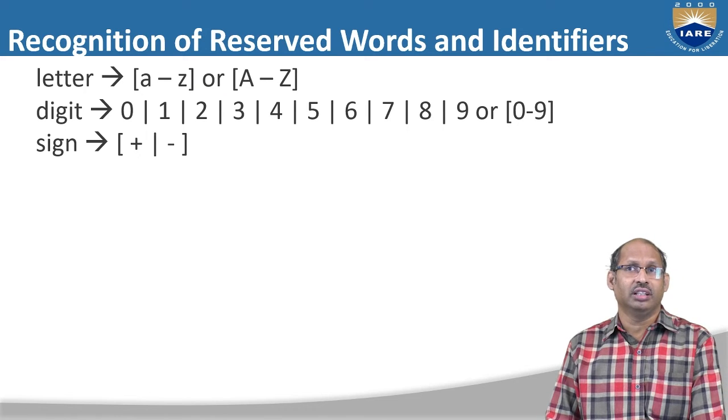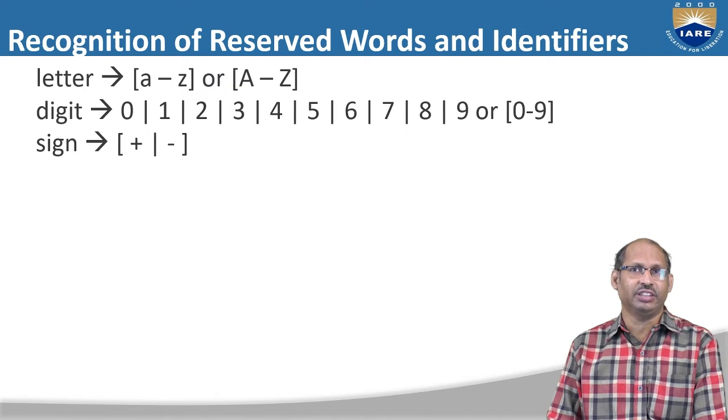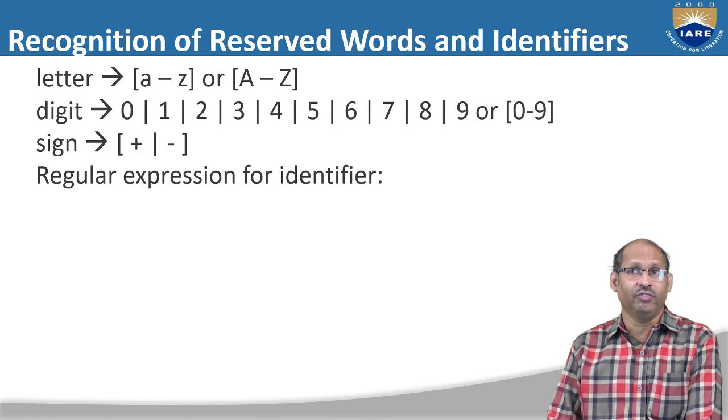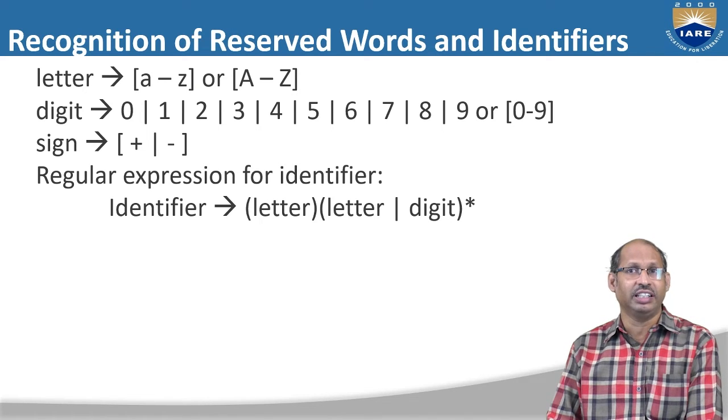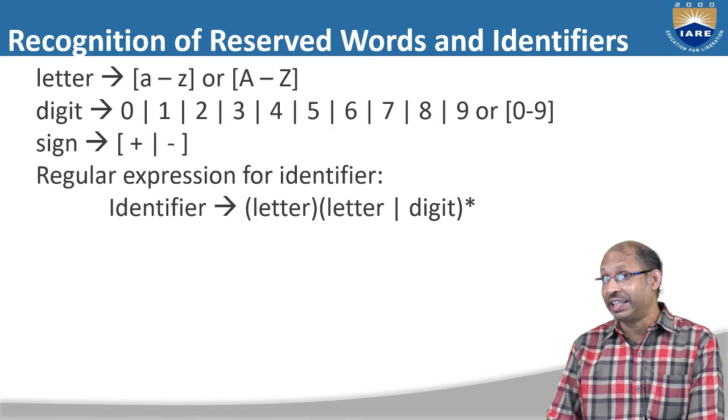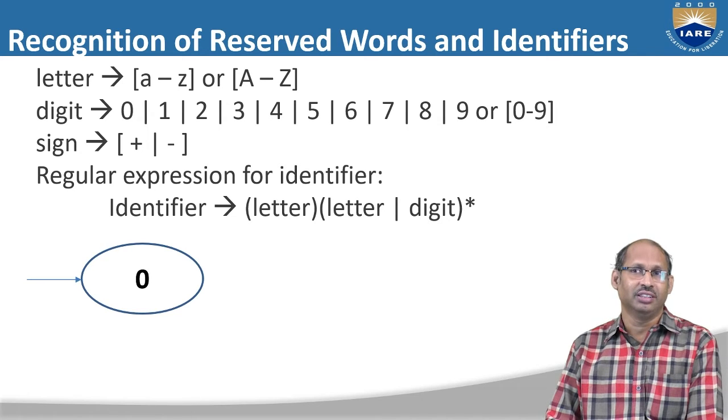Now, these are words and identifiers. The regular definitions for letters, digits and sign we already saw. Letter represents small letters and capital letters, digit represents 0 to 9, and sign represents plus or minus. Now we'll see the regular expression for identifier. That is, identifier is letter followed by letter or digit star. That is a regular expression. To recognize it, we have to draw the transition diagram.